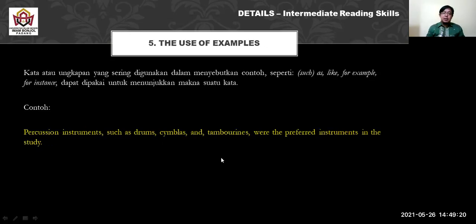Selanjutnya the use of examples. Excuse me, I'm drinking. Use of examples.